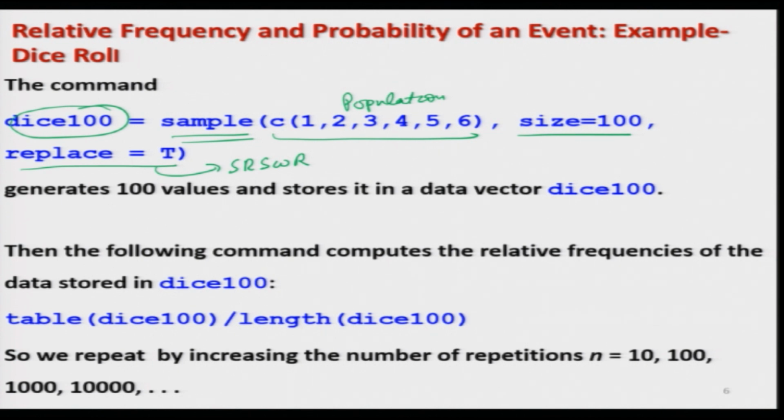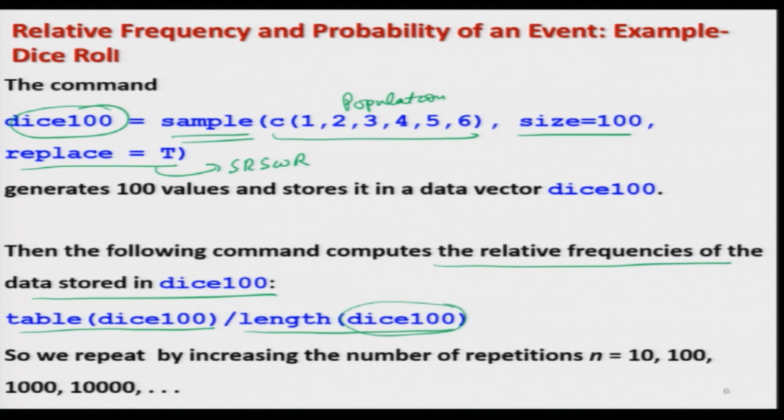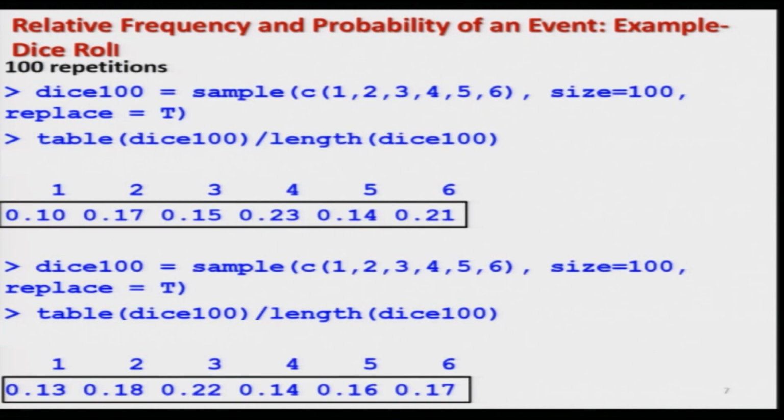Then from this outcome we compute the relative frequencies of the data we have generated in dice100. For that the command will be table of dice100 inside the parenthesis divided by length of dice100, where the variable dice100 is written within the parenthesis. Then we try to repeat it for 100 times, 1000 times, 10 times and so on, and observe the phenomena. It is very important for you to observe, and as I said, you have to learn what the data is trying to indicate to you.